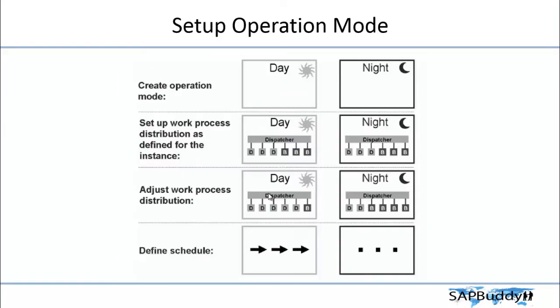So how do we set up an operation mode? First, we need to create an operation mode, let's say daytime or nighttime. It depends. You do not need to have it as day and night. You can have a different operation mode for each hour. It's also possible. So this is just a typical example. Generally, it's done like this because this is the basic requirement.